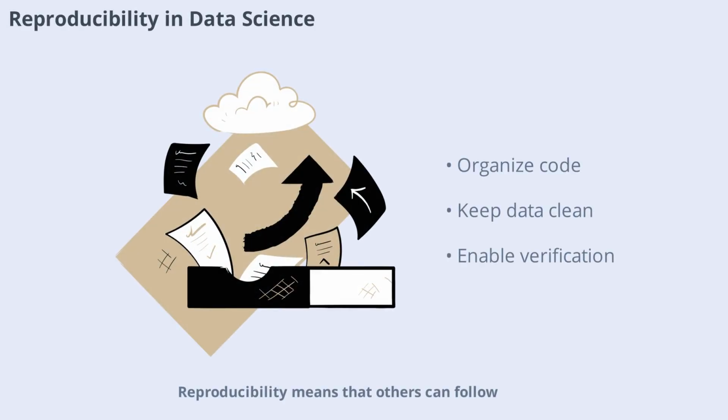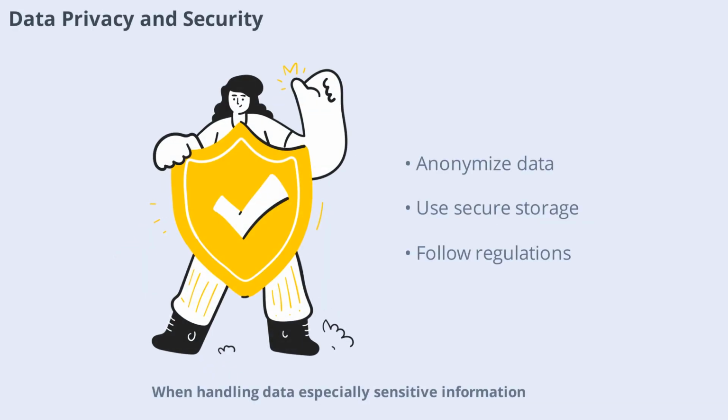Reproducibility means that others can follow your steps and achieve the same results. This is critical in data science for building trust and verifying findings. Keeping code, data, and documentation organized makes it easier for others to reproduce your work and build on it in the future. When handling data, especially sensitive information, privacy and security are top priorities.